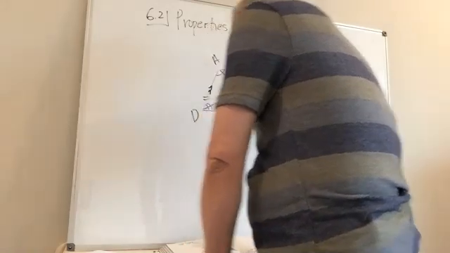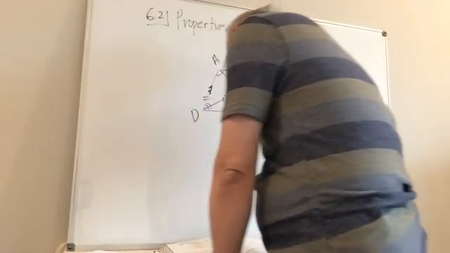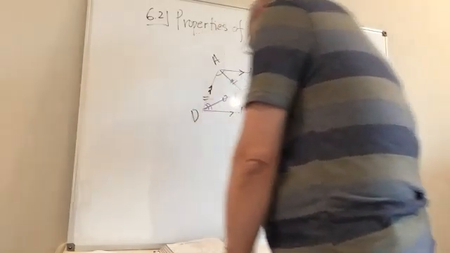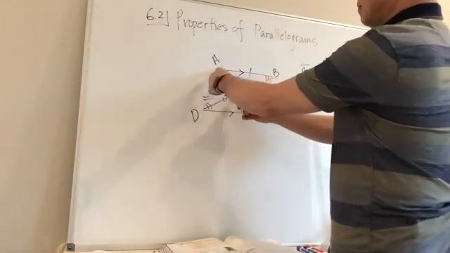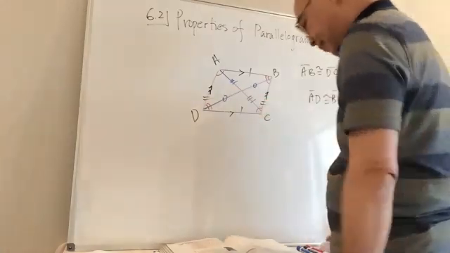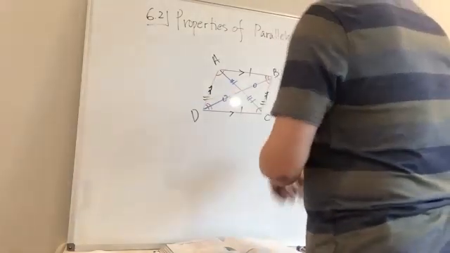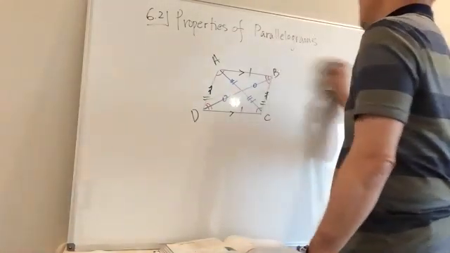6.2-4: if a quadrilateral is a parallelogram, then the diagonals bisect each other. Again, this and this are the same, and this and this length are the same. Okay? Now let's see if we can do some examples using this.